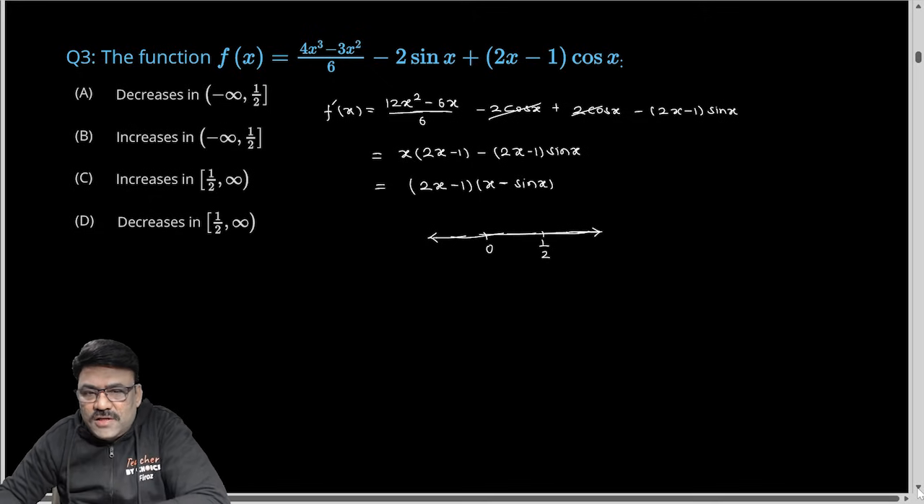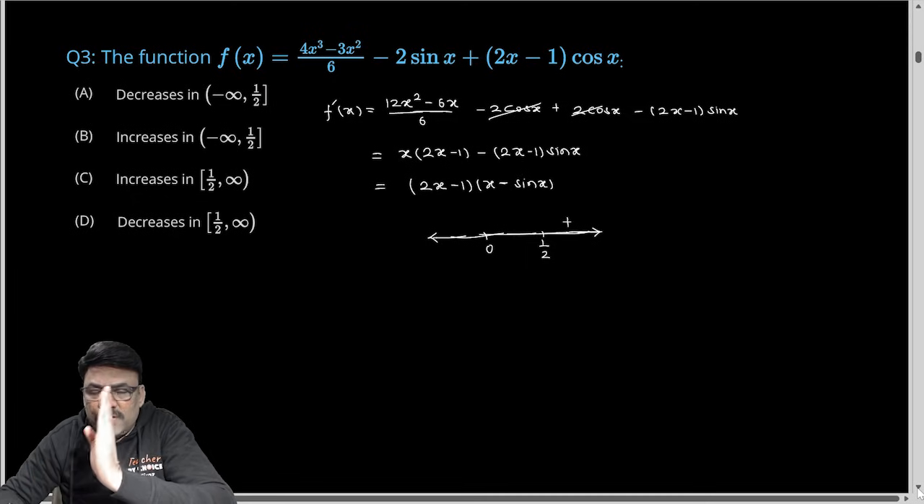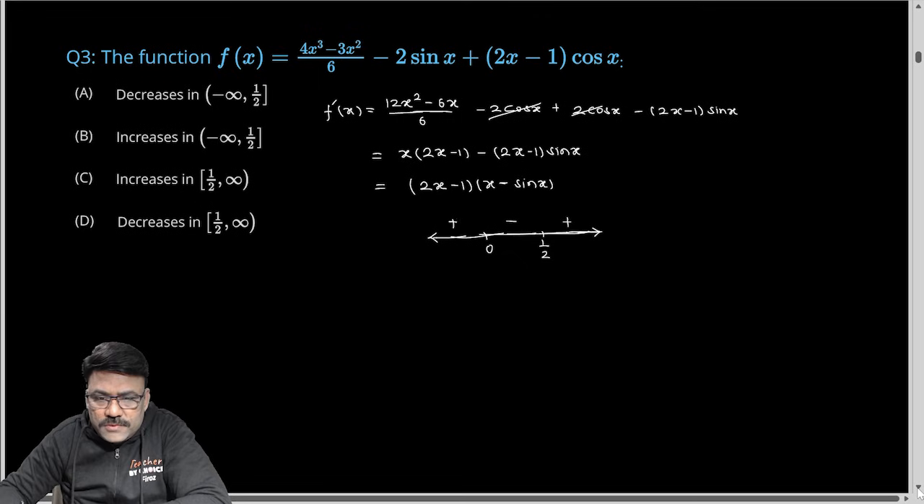For x greater than half, both the brackets are positive, so here you will have a positive sign. See, x minus sin x is positive for x greater than 0 and negative for x less than 0. So this one is changing its sign at 0, and this one is changing its sign at half. The sign will be positive, negative, positive.